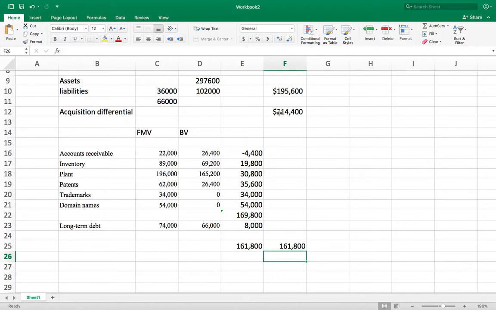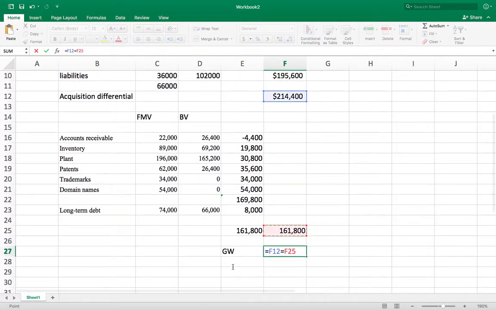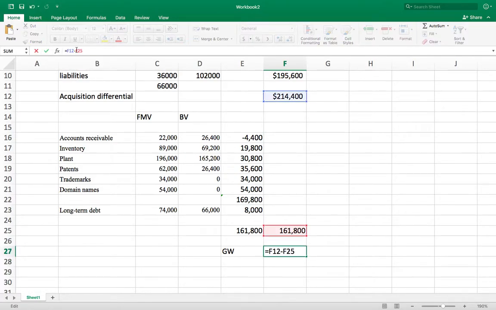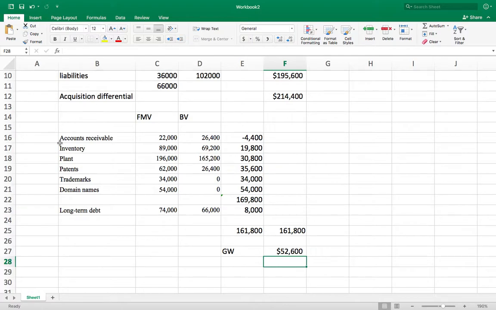This was the acquisition difference. We take that and we minus whatever we paid extra, and that would be our goodwill. So our goodwill is equal to the total extra we paid minus that, the 52,600. This is our goodwill.